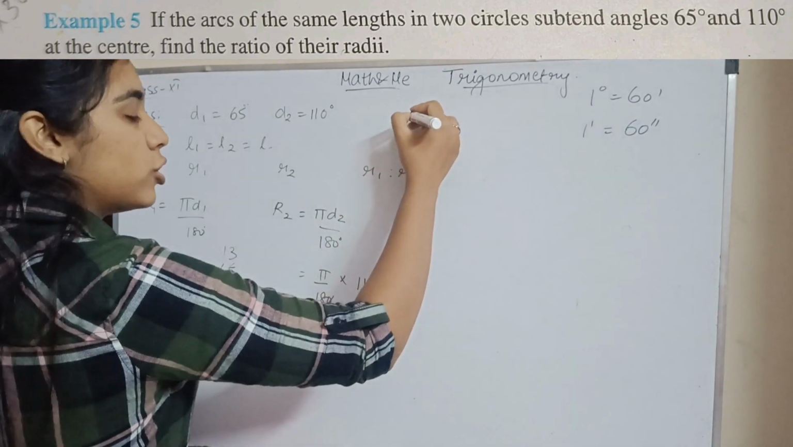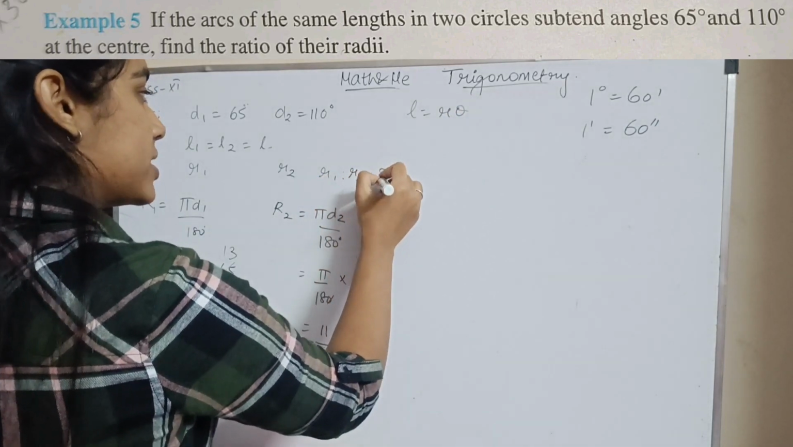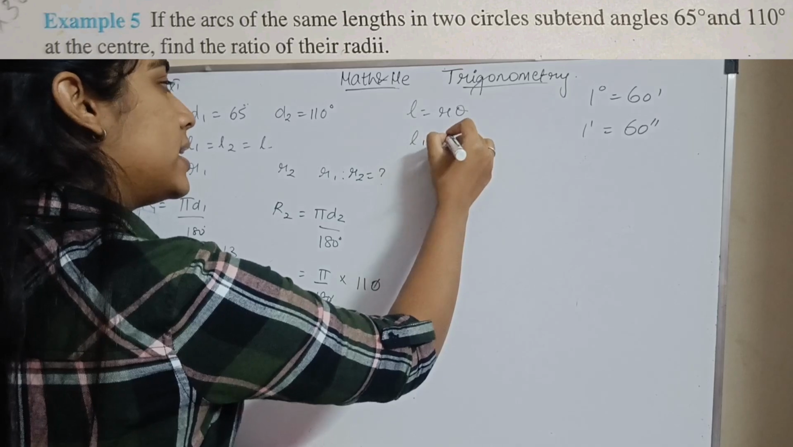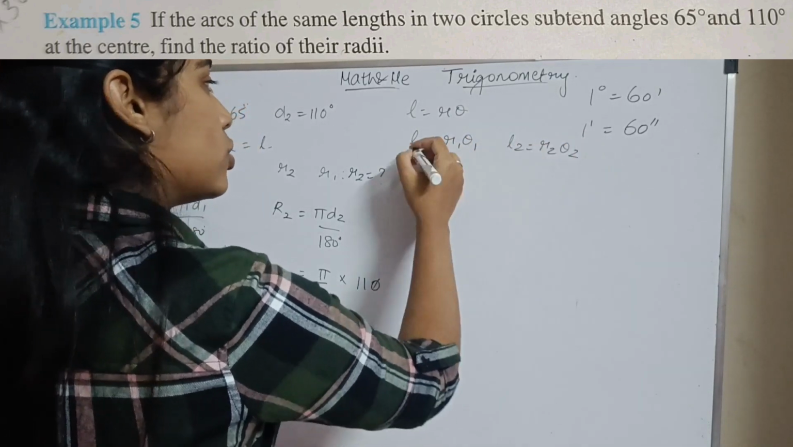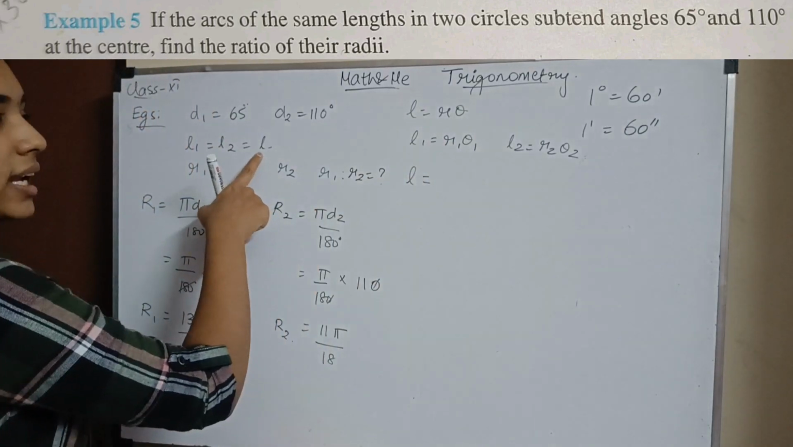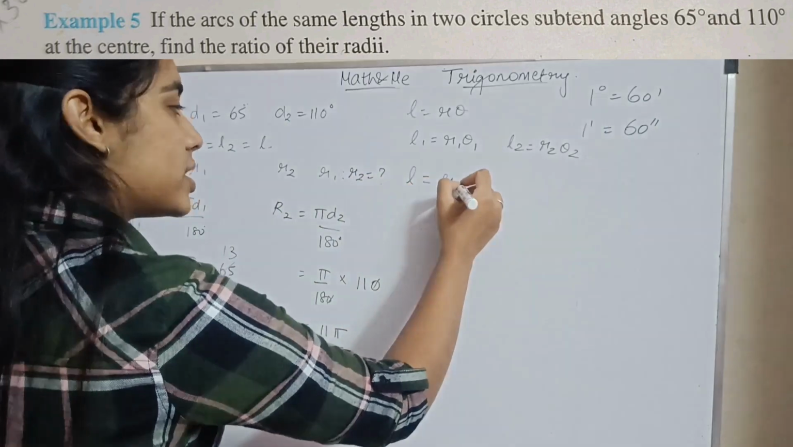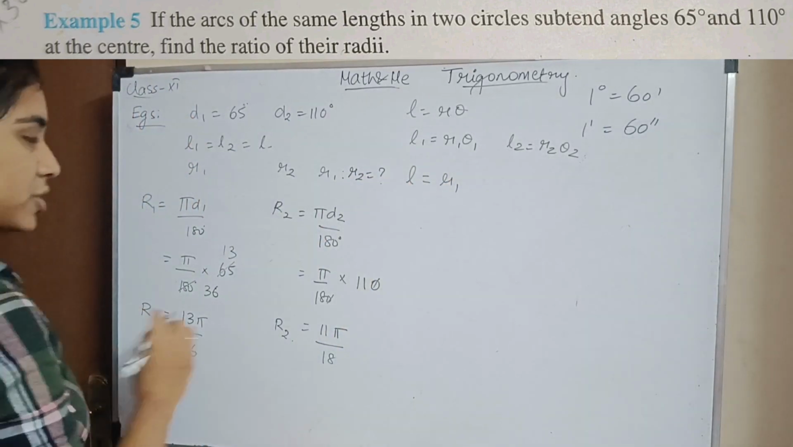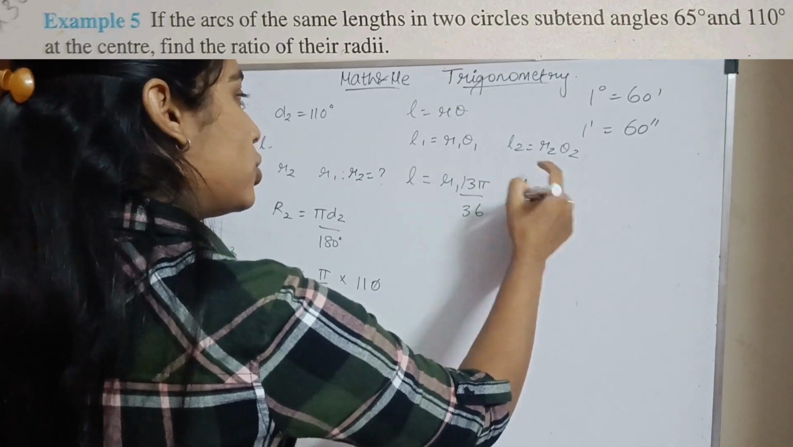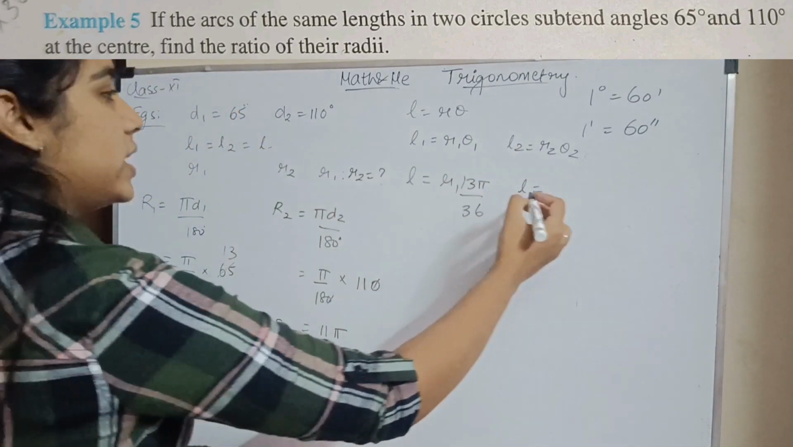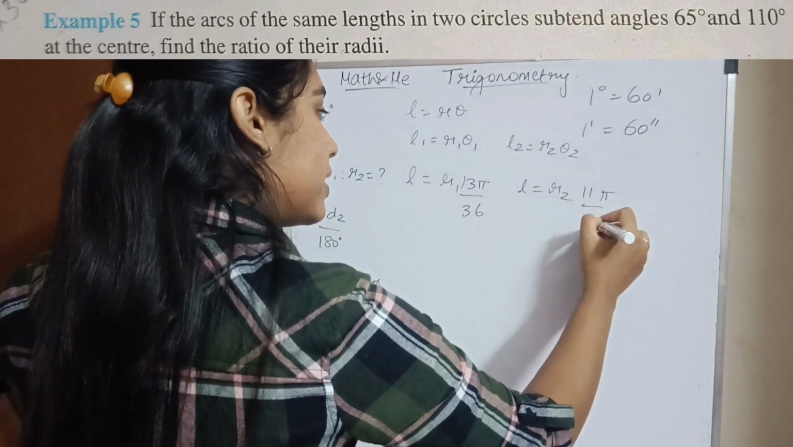So the formula is L equals r theta. Basically L1 equals R1 theta 1 and L2 equals R2 theta 2. L1 is nothing but L, R1 is the radius 1, which we need to find out, and theta 1 is the radian measure, 13 pi divided by 36. Similarly, L2 is again L, R2 we need to find out, and theta 2 is 11 pi divided by 18.